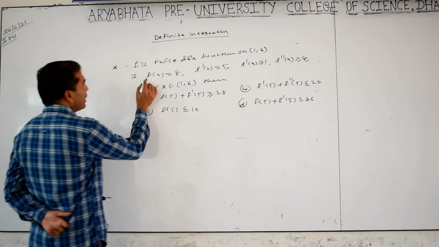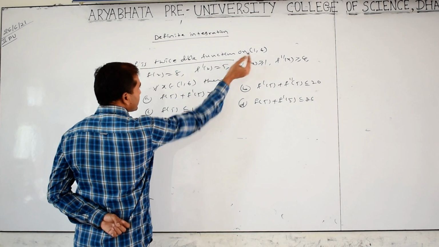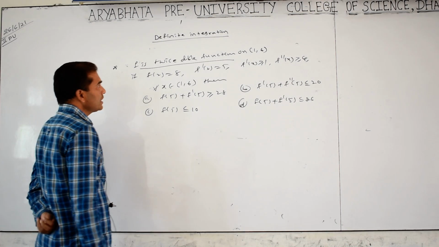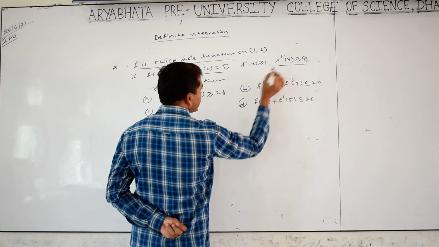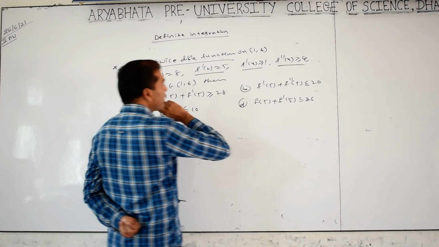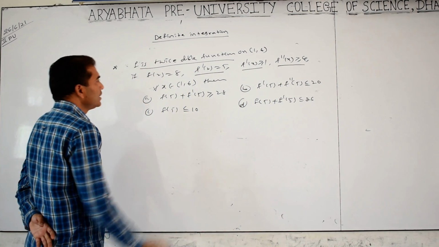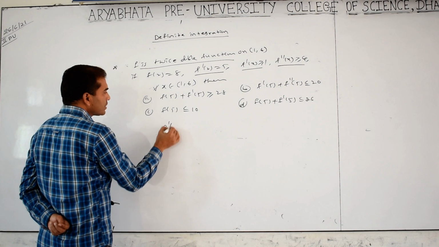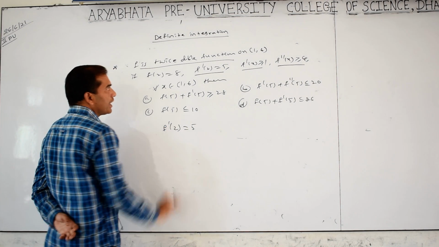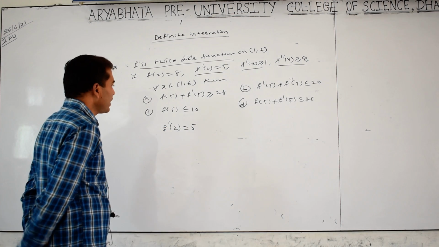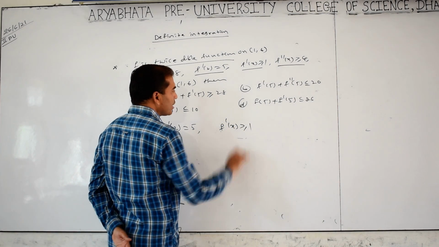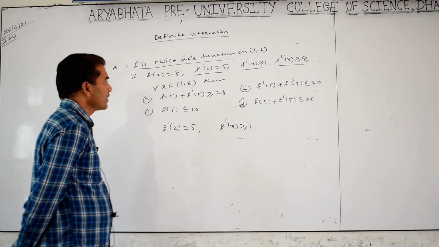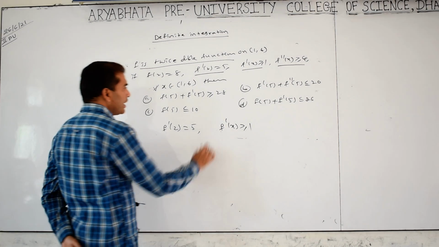Here they have given f is twice differentiable on open interval 1 comma 6, f dash of 2 equal to 5, f double dash of x greater than or equal to 4, and f dash of x greater than or equal to 1. Check, f dash of 2 equal to 5 is given here, and one more, f dash of x greater than or equal to 1. Understood? Let me apply integration on both sides.